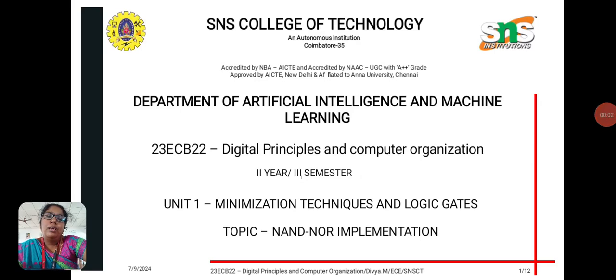Hi, good morning. Today we are going to see about NAND and NOR implementation under the unit minimization techniques and logic gates, which belong to the subject of digital principles and computer organization.